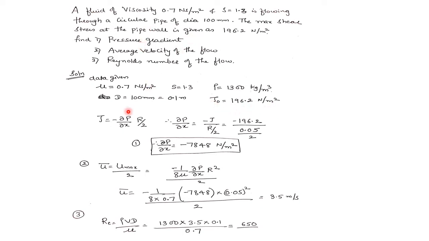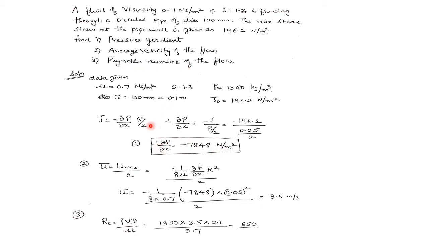So first, the pressure gradient. We have the formula that shear stress tau is given by minus dou p upon dou x into capital R divided by 2, where the small r is replaced by capital R because the shear stress is at the pipe wall. At the pipe wall, the radius is capital R. Therefore dou p upon dou x is equal to minus tau divided by R divided by 2. The diameter is given, so the radius will be half of this diameter, that is 0.05 meter divided by 2, and 196.2 is the shear stress. Therefore the dou p upon dou x value is minus 7848 Newton per meter square.